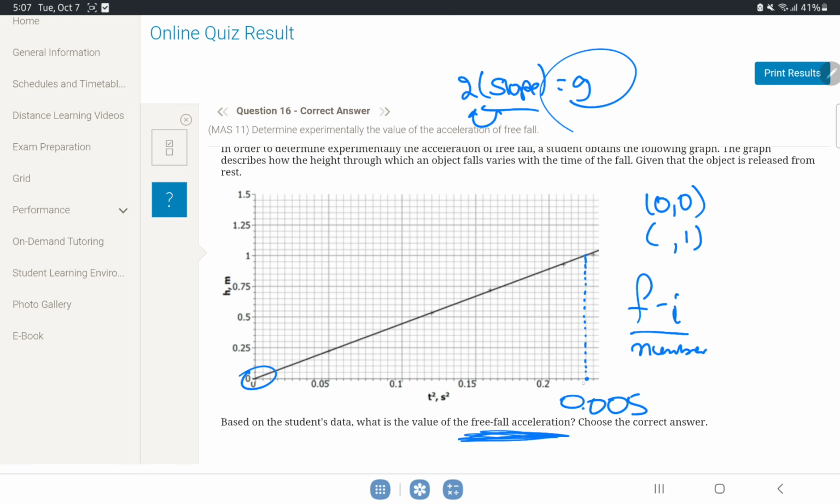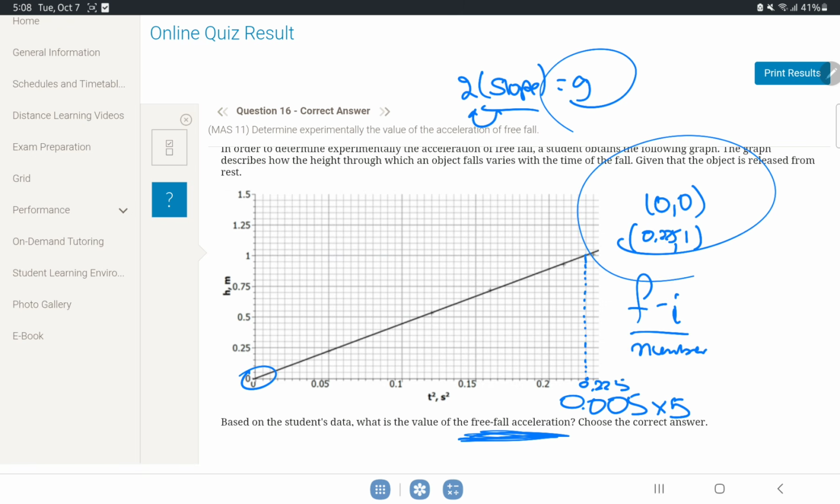Let's count how many boxes away from 0.2 this is. 1, 2, 3, 4, 5. So we do 0.005 times 5, and we get 0.025. So this value here is 0.025, added to 0.2, and we get that this value right here is 0.225.